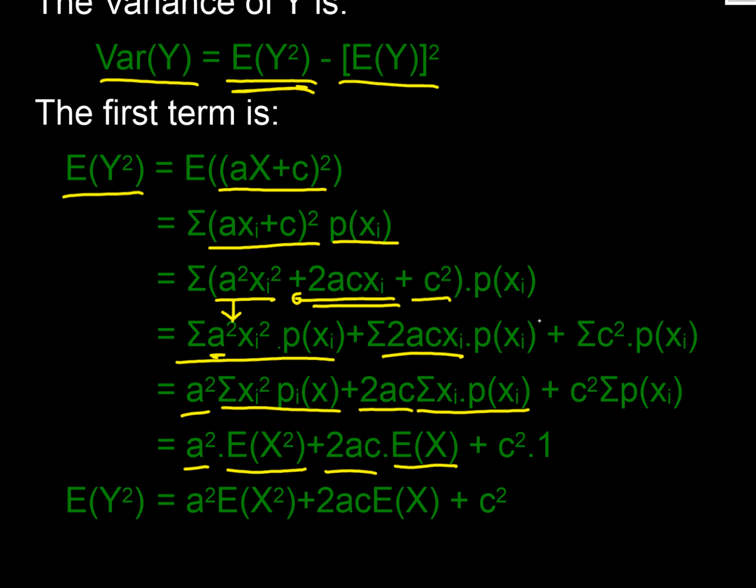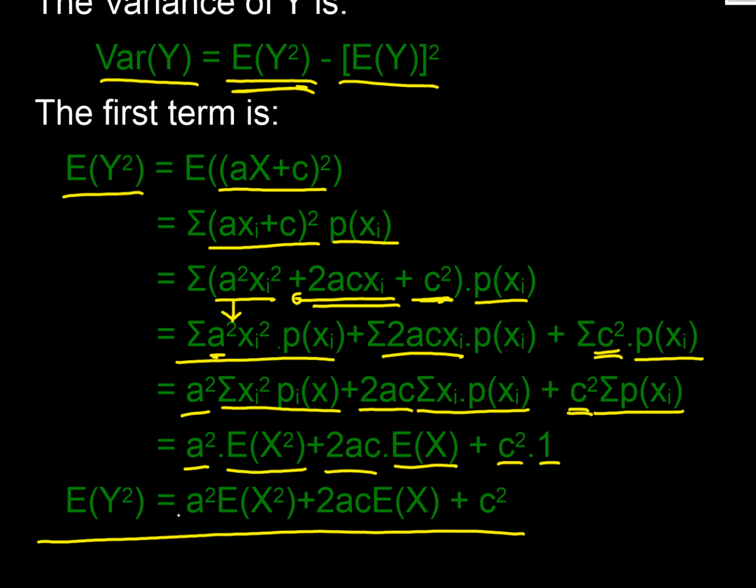And finally, looking at our third term, we've got our c squared times p(x) here. Again, c squared is a constant in this summation, so it can come out the front. And so we've just got the sum of p(x), and we know the sum of all our probabilities is 1. So our final term is c squared times 1. And therefore, we know that our expected value of y squared is a squared times the expected value of x squared plus 2ac times the expected value of x plus c squared.